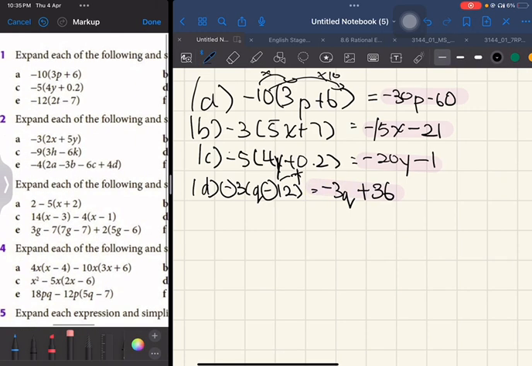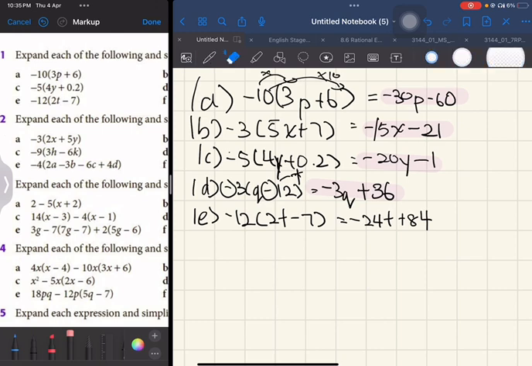And next, question 1e: -12(2t subtracted by 7). -12 times 2t, you're going to get -24t. Negative times negative is positive, so you're going to add. So 12 times 7 is 84. But this is a t, this is not a plus like this, okay? So it doesn't get mixed up with the add symbol.